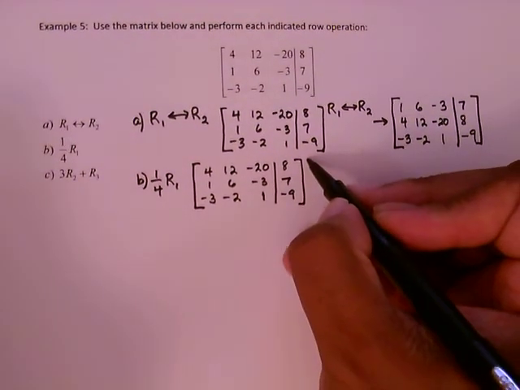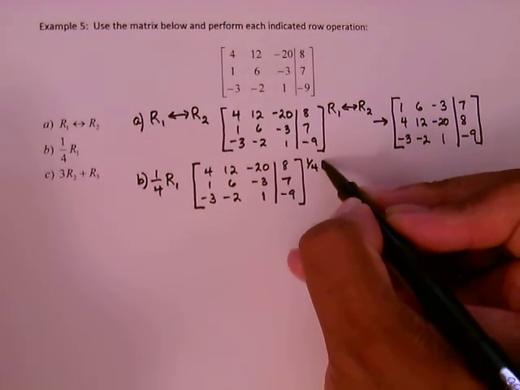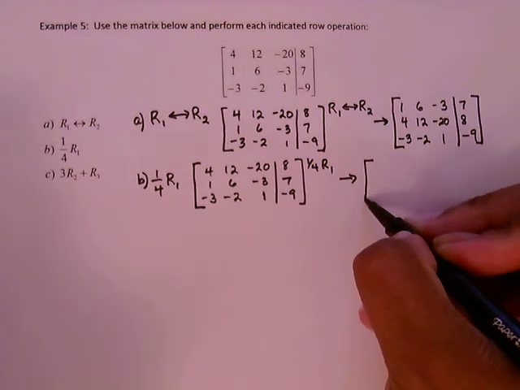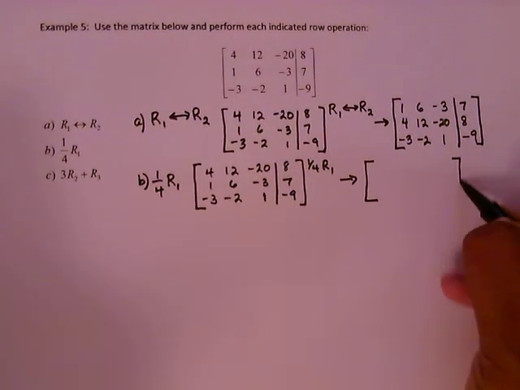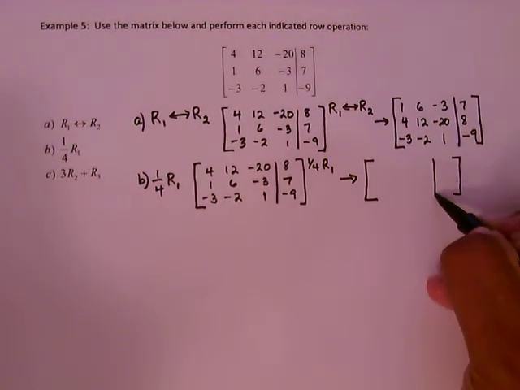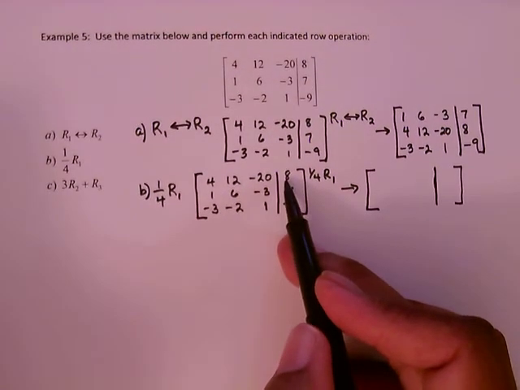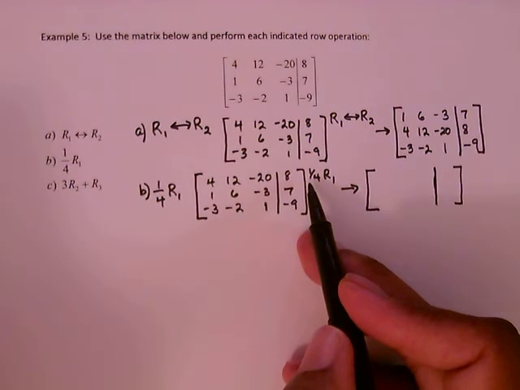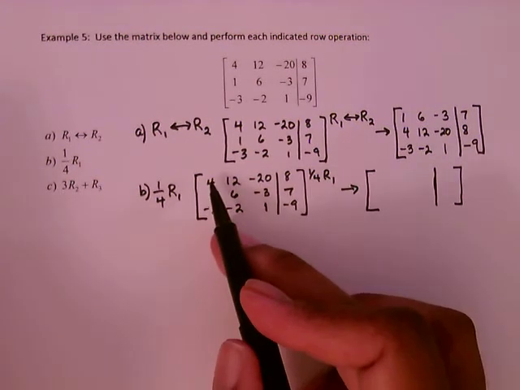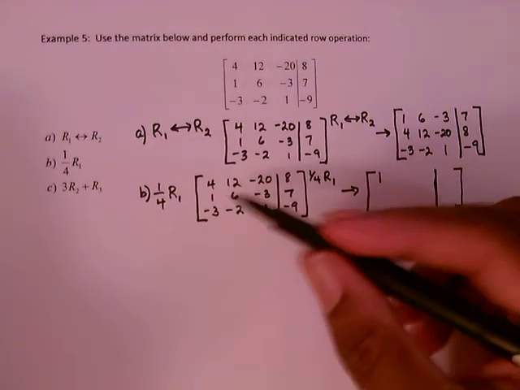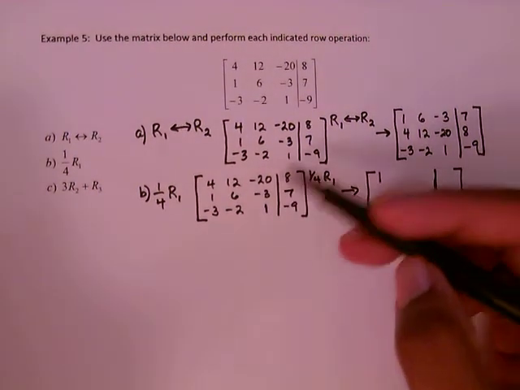And we want to take 1/4 of row 1 to get this. So all we have to do there is take each element in row 1 and multiply it by 1/4. Or you can think of that as dividing by 4. So if I take 1/4 of 4, that's like 1/4 times 4. That's going to give me 1. Or 4 divided by 4 will be 1. You can think of that if you want.